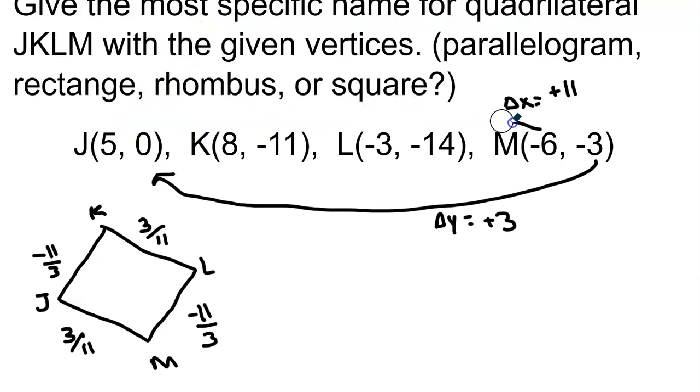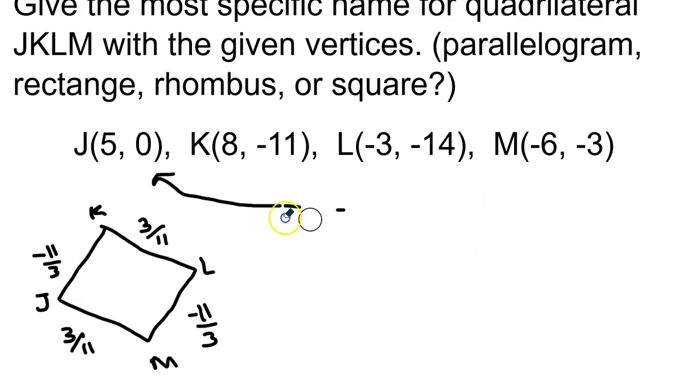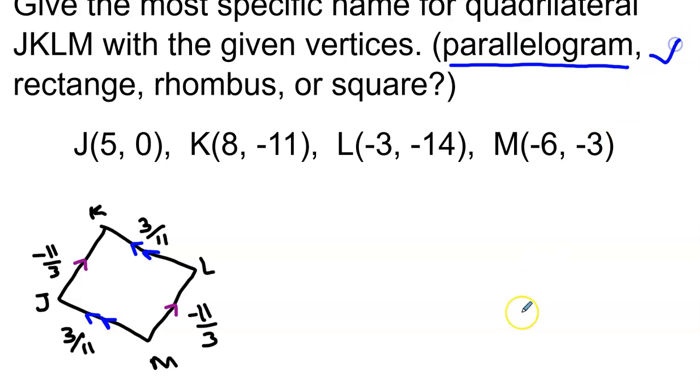Okay, so let's try to figure out what this shape is. Hopefully everybody can see that this is definitely a parallelogram because the opposite sides are parallel, because they have the same slope. So we can label our picture like that, right? Opposite sides have the same slope, so we know that they're parallel. So it's definitely a parallelogram.